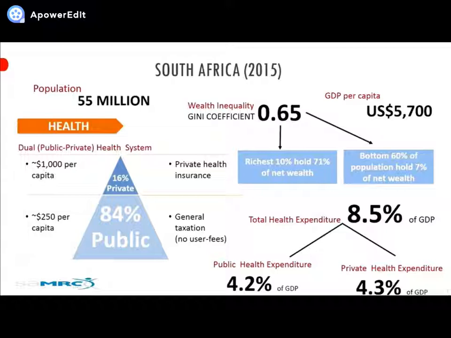The health sector doesn't perform any better. There's a sort of dual healthcare system in South Africa, with a public health system that is under-resourced, with very low quality of care, serving about 84% of the population, and then a private health system that has 4 times the health spend as you'd find within the public health sector, but only 16% of the population.